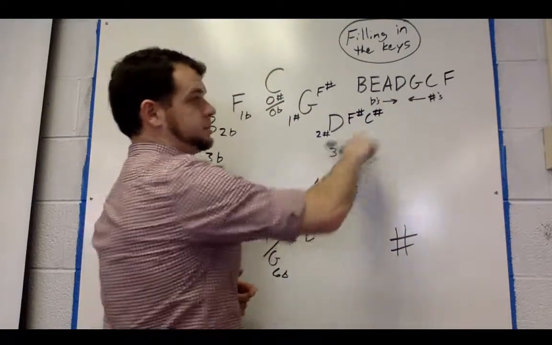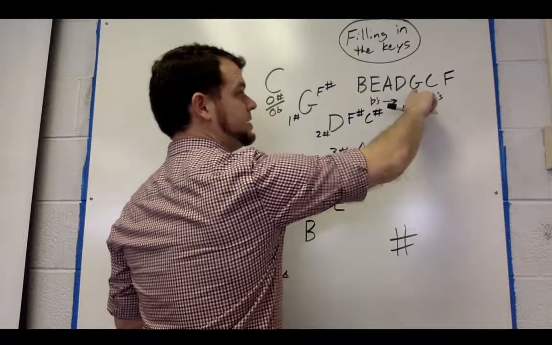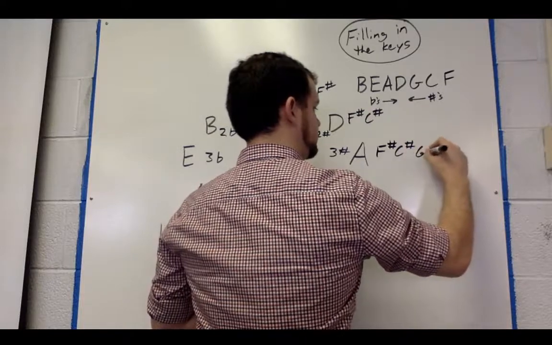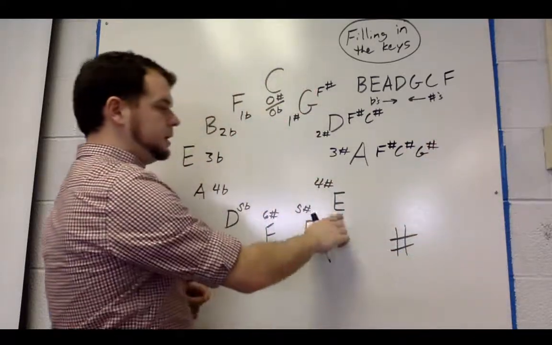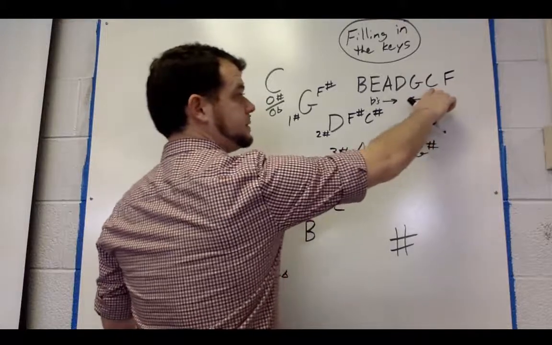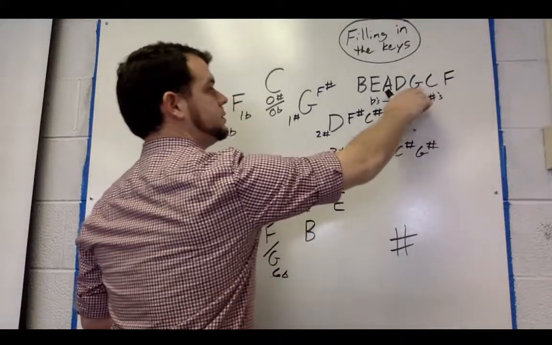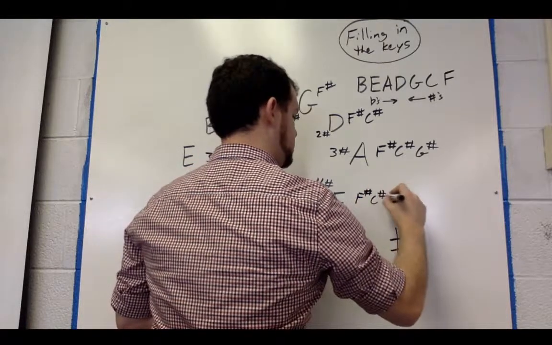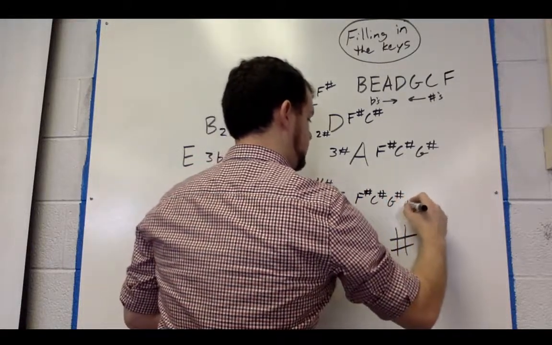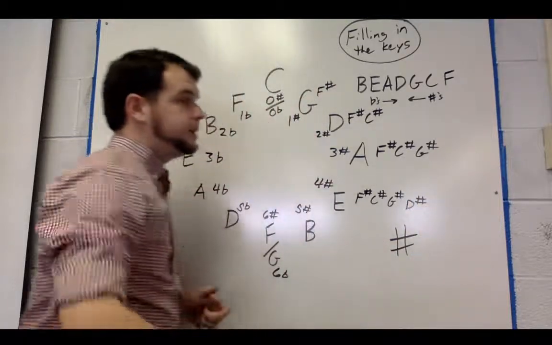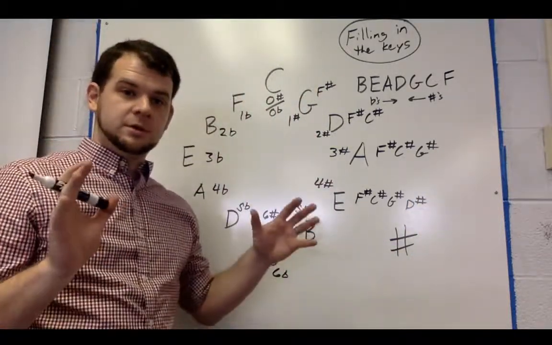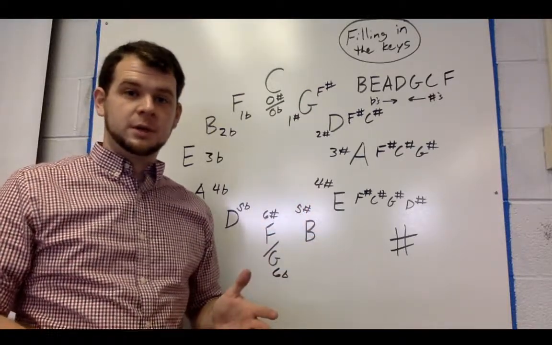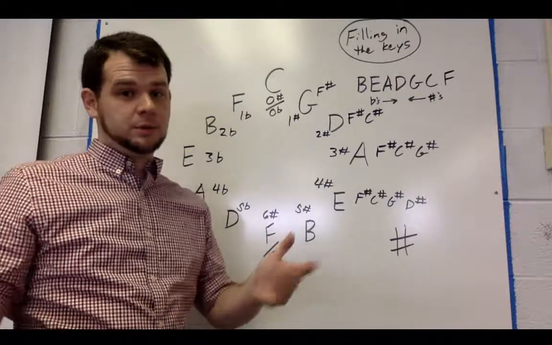A has 3 sharps, F sharp, C sharp, and G sharp. E has 4 sharps, F, C, G, and D. That's 1, 2, 3, 4. F sharp, C sharp, G sharp, and D sharp. By now you're no doubt noticing that this is starting to look pretty fancy, but it's really very simple if you look at the few patterns that we're using, but it can make you look really smart when you put it all on the board.